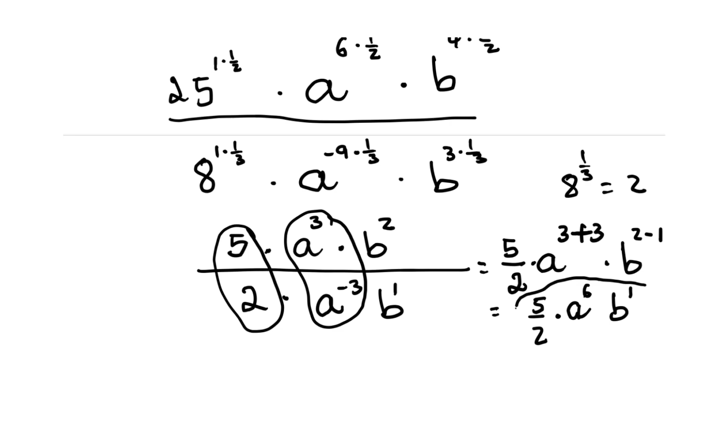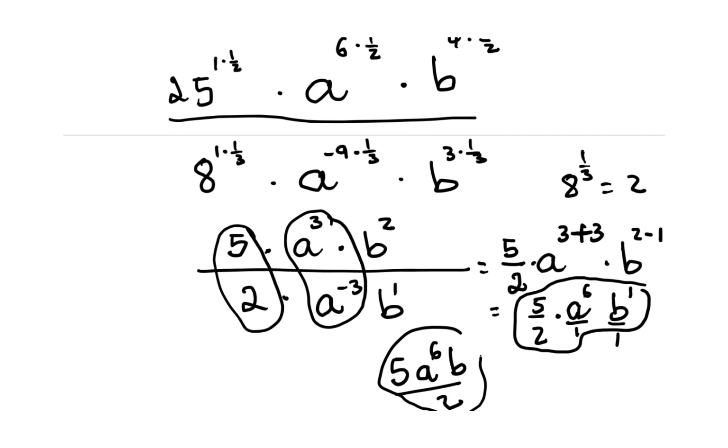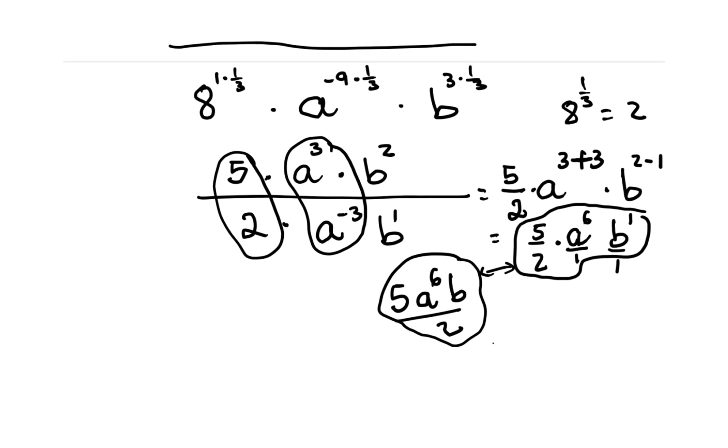So that's your answer. Some may have found 5 times a to the power of 6 times b, over 2. That's also the same, because you also have a to the power of 6 over 1, and when you multiply fractions, you multiply the numerators together and the denominators together. So those two answers are the same. Do not get confused about this.